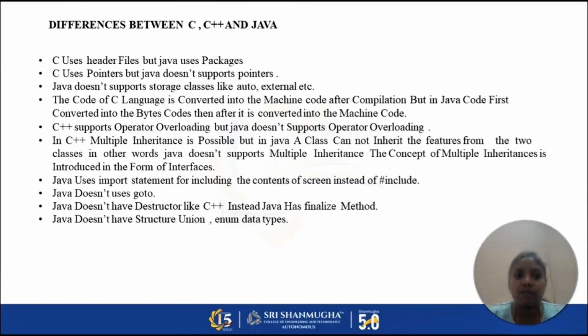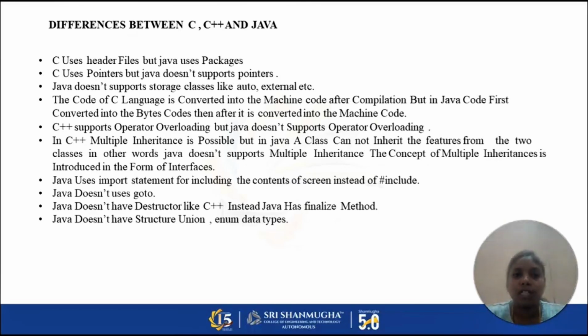C uses header files, Java uses packages. C uses pointers but Java does not support them. Java does not support storage classes or externals. C language code is converted to machine code after compilation, but Java code is first converted into bytecode, and then into machine code. So we have the JVM to convert to machine language.